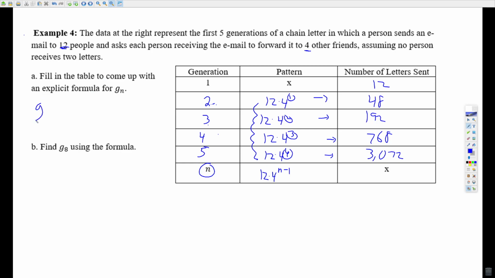So we filled in the table to come up with the explicit formula. So this is our g sub n: 12 times 4 to the n minus 1. And then we're going to find g sub 8. So it'll be 12 times 4 to the 8 minus 1. Of course, you can type that all into the calculator. If you're going to do it individually, you have to make sure you do the exponent first. So it'd be 4 to the 7th first, and then times 12. Obviously going to be a big number. So g sub 8 is equal to 196,608. And that would be your answer.